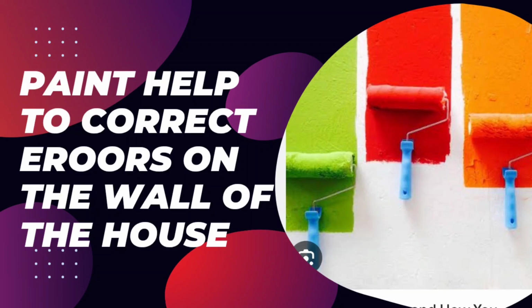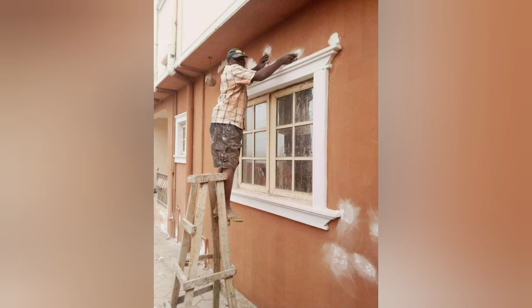Paint helps to correct errors on the wall of the house. In this video, I want to quickly talk about how paint corrects errors on the house. Sometimes during the construction process, at different points, there might be slight errors on the wall of the house. Some might lead to little cracks, some might have holes and all that. So one of the functions of painting a building is to help correct such errors on the wall.